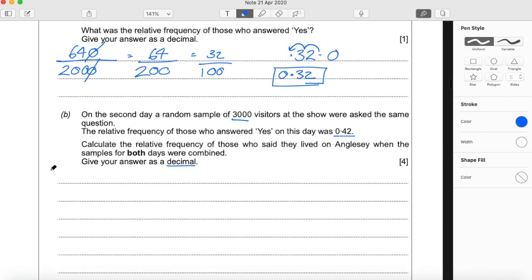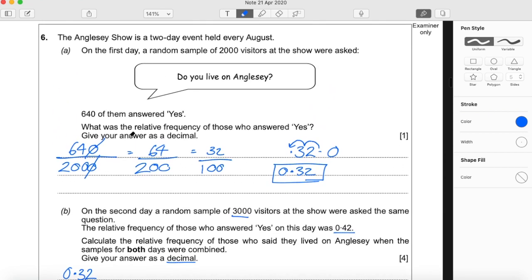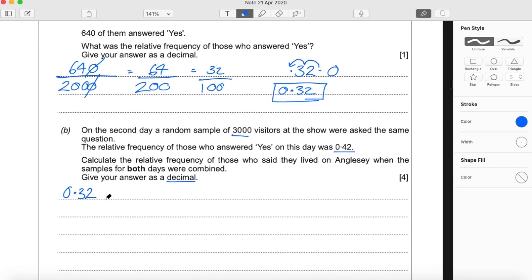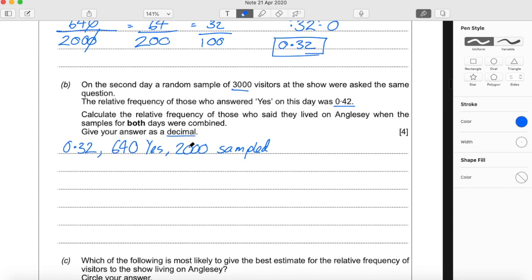So our answer to part A was 0.32, and we actually had 640 out of the 2,000 said yes, and 2,000 were sampled. So I'm just noting down this info. But this time we have 3,000 sampled and a relative frequency of 0.42. So we need to find how many said yes out of this 3,000. We do that by timesing 0.42 times by 3,000.